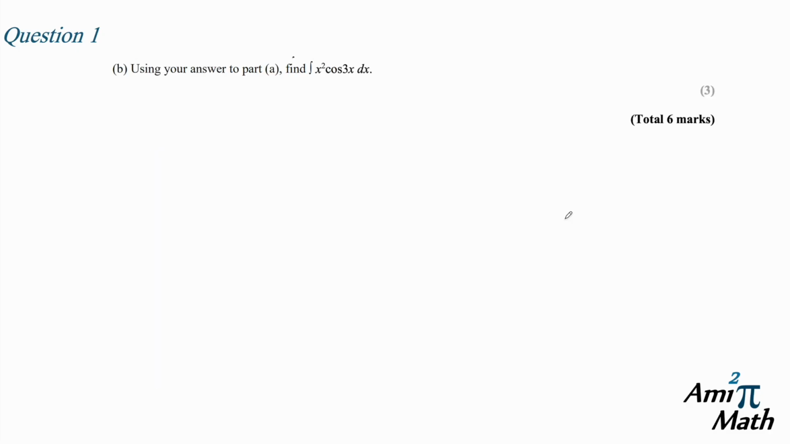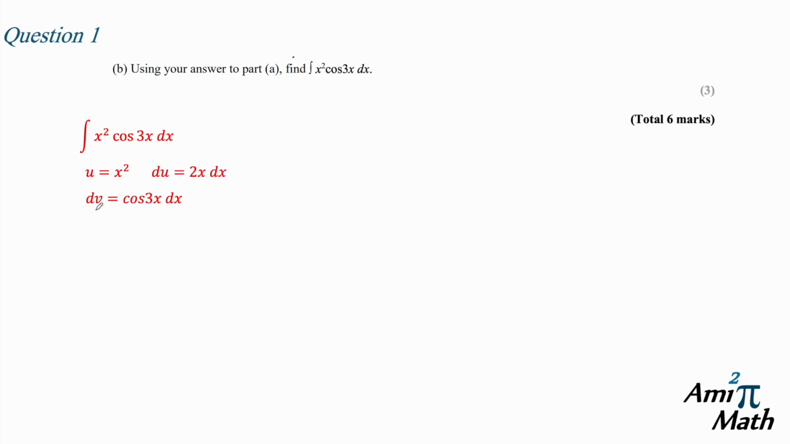Okay, part B. Using your answer to part A, find the integral of x squared cos 3x dx. So for this question, we're basically going to do a similar sort of thing, but we're going to use our answer to part A in one of the steps. So we've got the integration by parts formula. We find u equals x squared, which is here. And we can say that dv equals cos 3x dx. And then u differentiated is just 2x, so we end up getting du equals 2x dx.